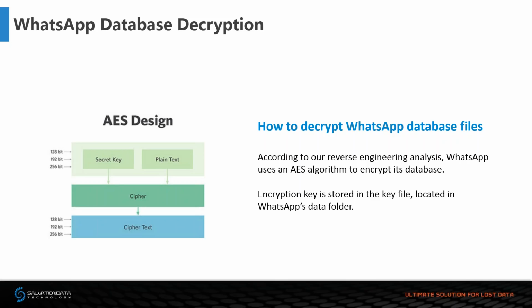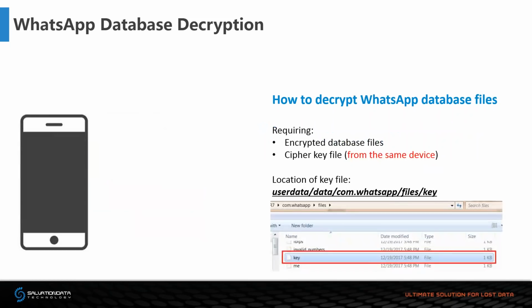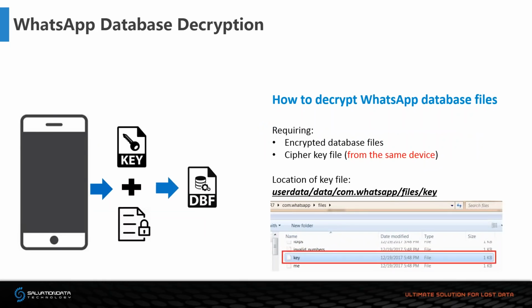But of course, we are not programmers. We don't need to know how the encryption algorithm works. All we need to know is that the algorithm uses a cipher key to encrypt the data, and the cipher key is stored in a key file located in the WhatsApp data folder. So we must acquire the key file in order to decrypt the database file. So the most important step is to get the cipher key.